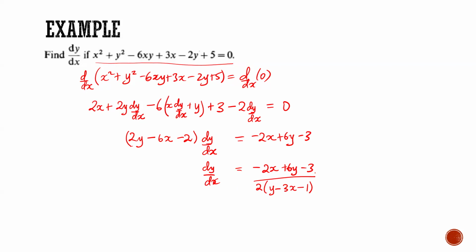Realize that in this case, the gradient function is dependent on x and y, which is a common case for such functions. And so to find the gradient function at a particular point, we would need both the x and y coordinates. So this is how we use implicit differentiation to find the gradient function of implicit functions.